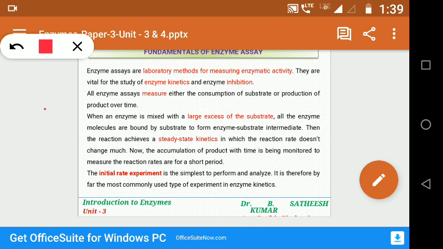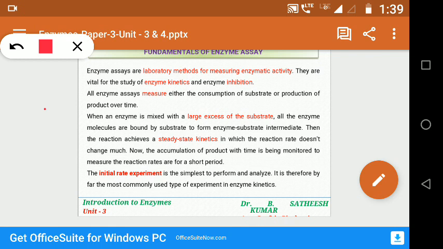So we will simply measure the amount of substrate converted into product. We measure the activity, not the amount of the enzyme. Okay. So that is the fundamental for the enzyme assay.